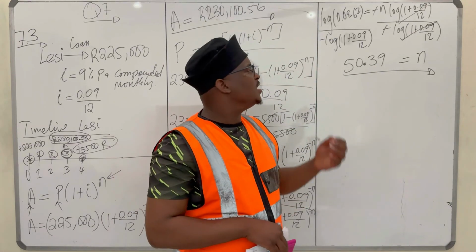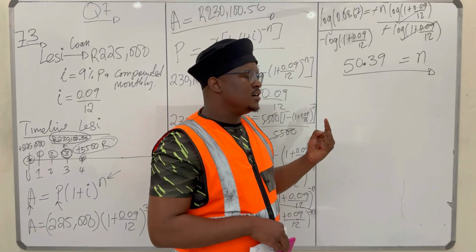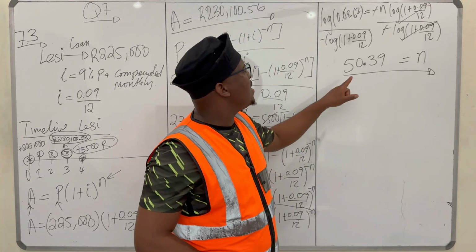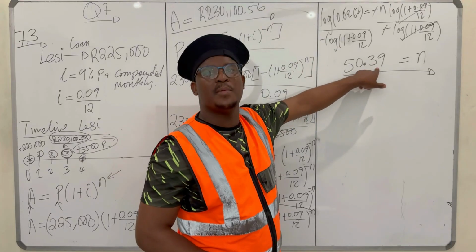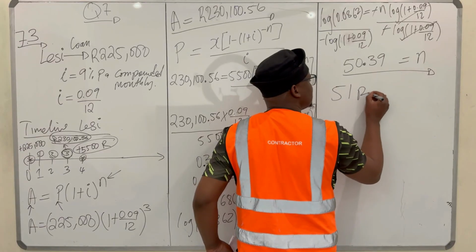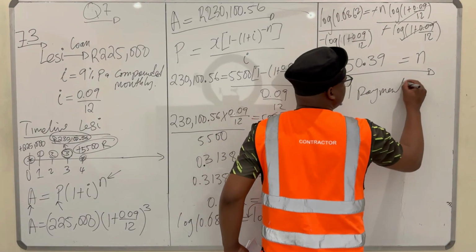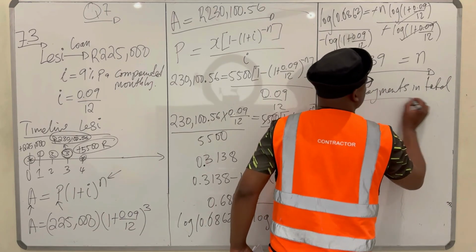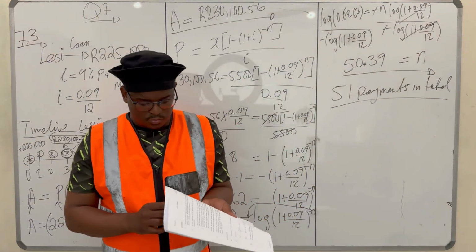So in total, our friend Lacey will make a total of 50 plus 1 payment. So our friend will make 51 payments in total. Done. So we're done with this question.